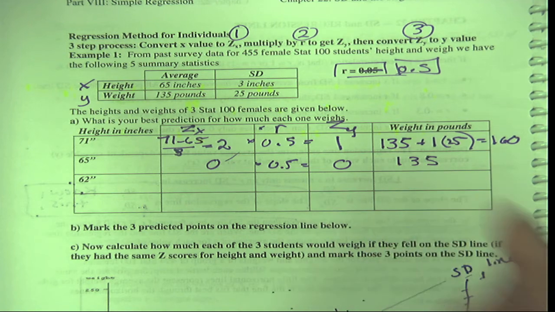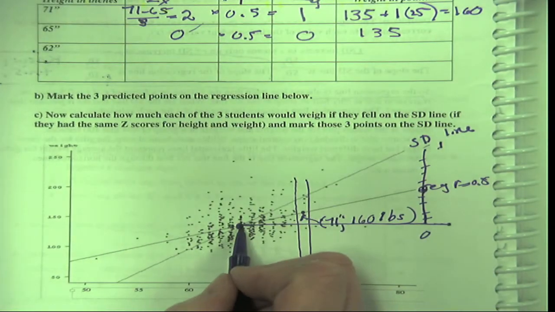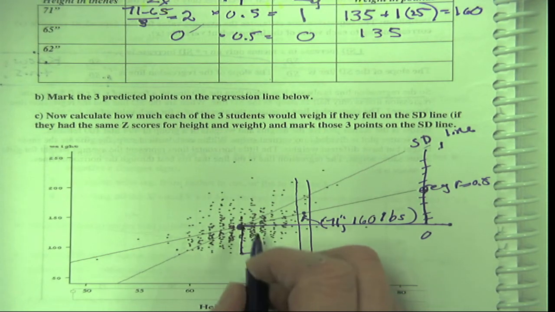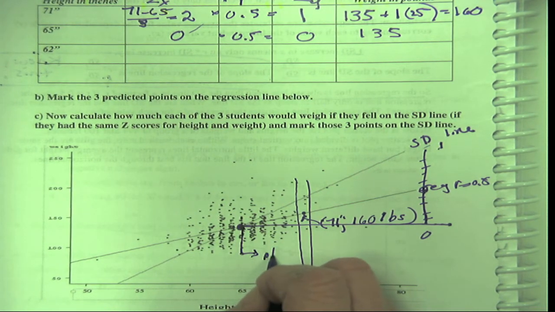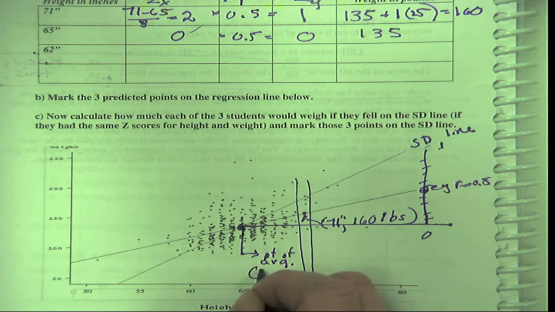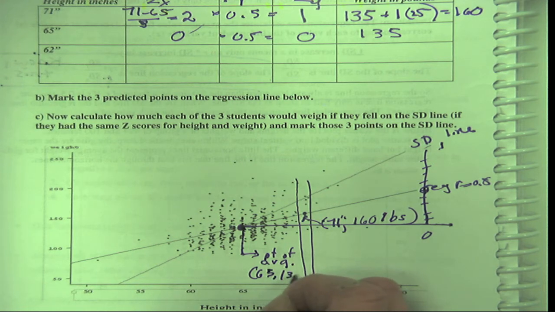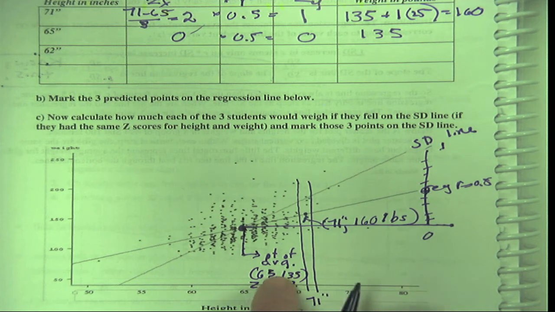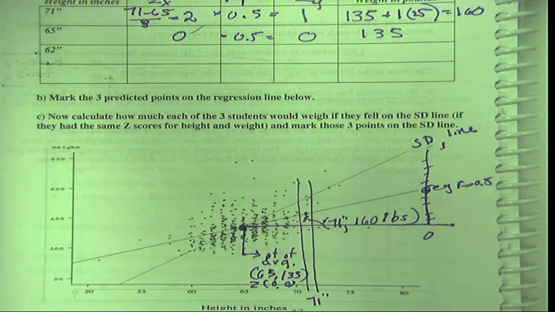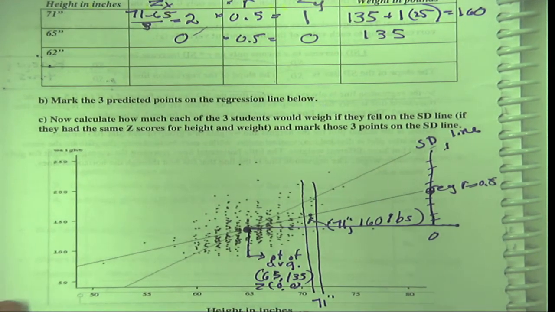All right, and that's the point of averages right here. This is the point of averages, and it's 65 inches, 135 pounds, or a z-score of 0, 0. And that's on both lines. All right? Now, it's where the two lines cross.